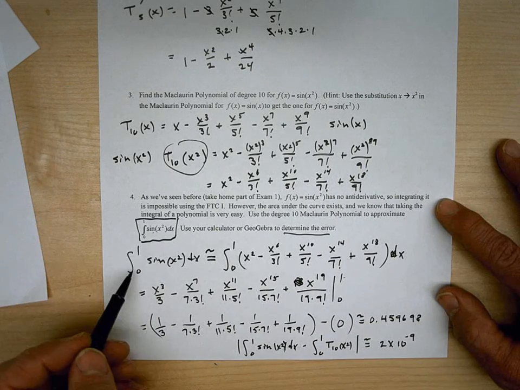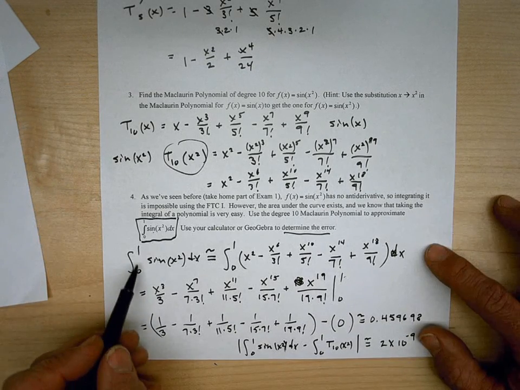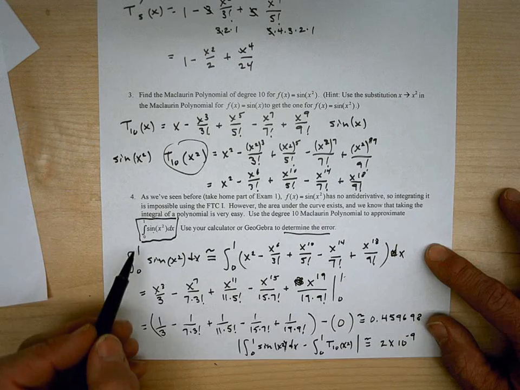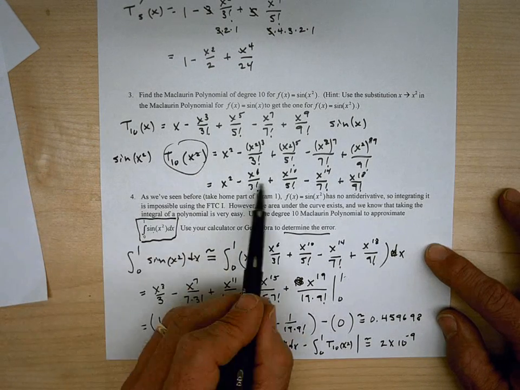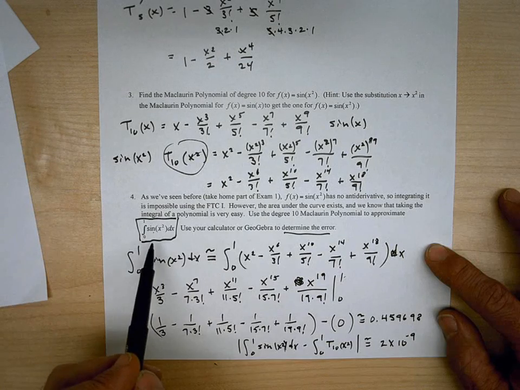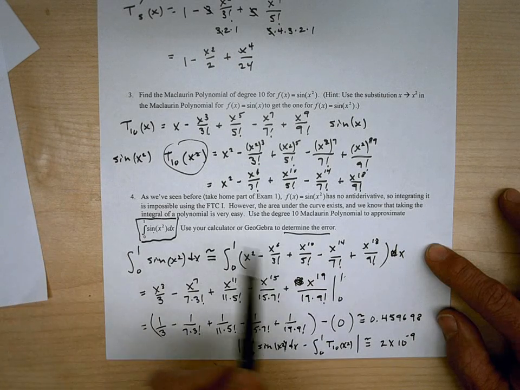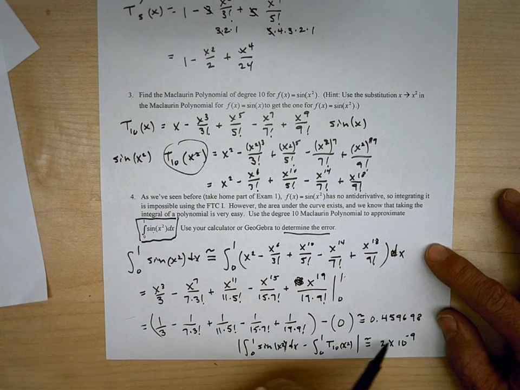Obviously, the farther we get away from 0, if we go 0 to 2, 0 to 3, 0 to 4, that's not going to be as good because our polynomial approximation is centered at 0. So the farther we get away from 0, the worse it is. But this is pretty darn good.